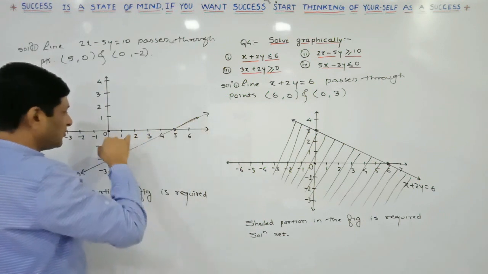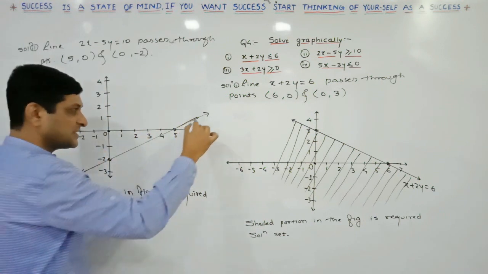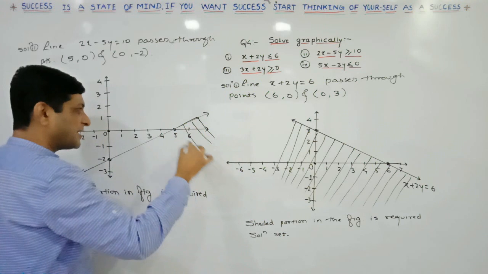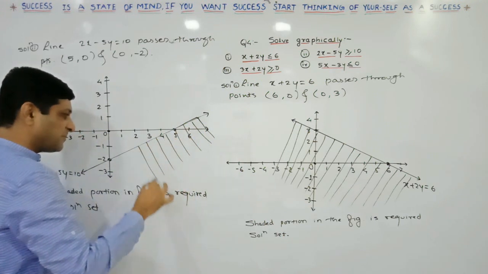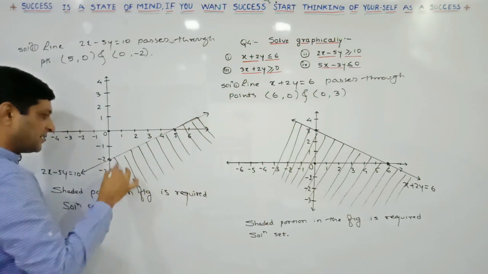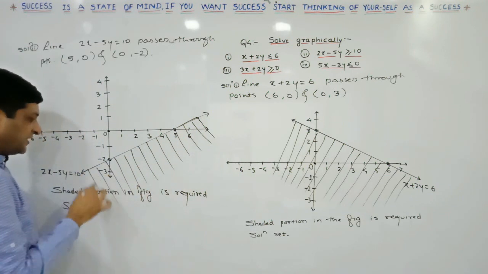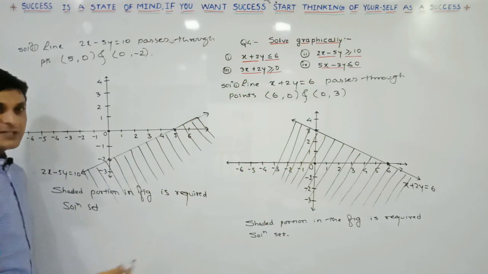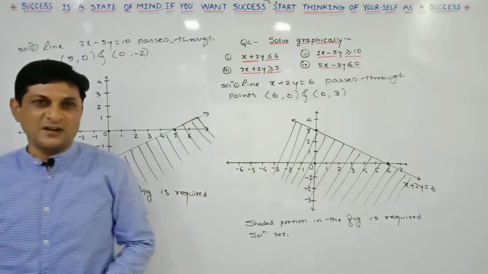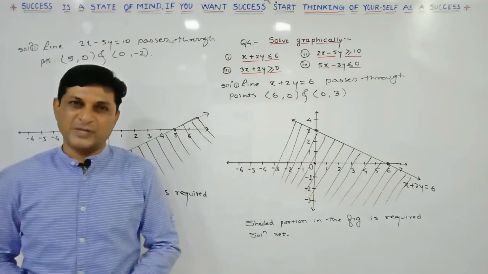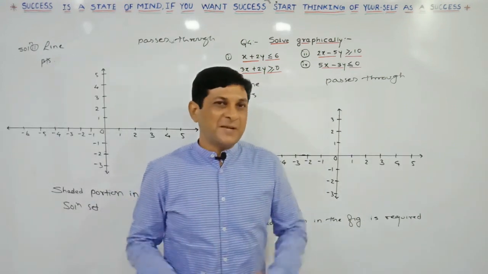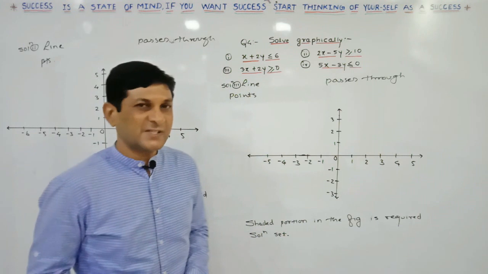So we can say that the origin side part is not the solution set, means the non-origin side part will be the solution set. So shade the non-origin side part, and from this figure we will come to know that the shaded portion in the figure is nothing but our required solution set. In this way, using the graphical method, we are trying to find the solution set of the given expression. Now the last two examples we are also solving using the same method.